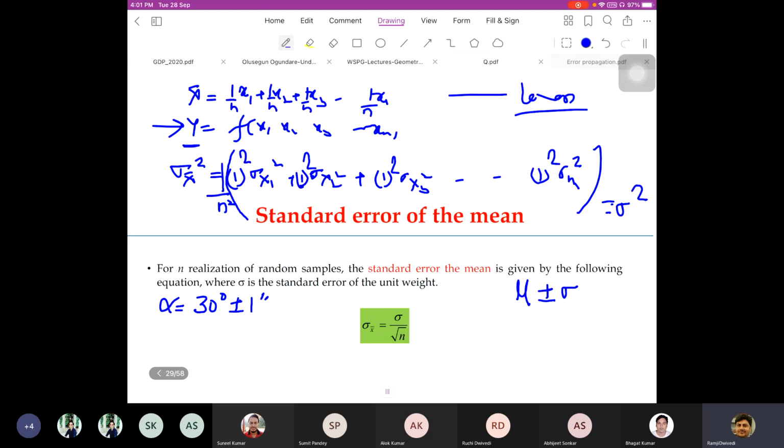What does this mean? This means that you have taken n number of observations, and after taking n number of observations, you have taken the mean, then you have taken its variation.